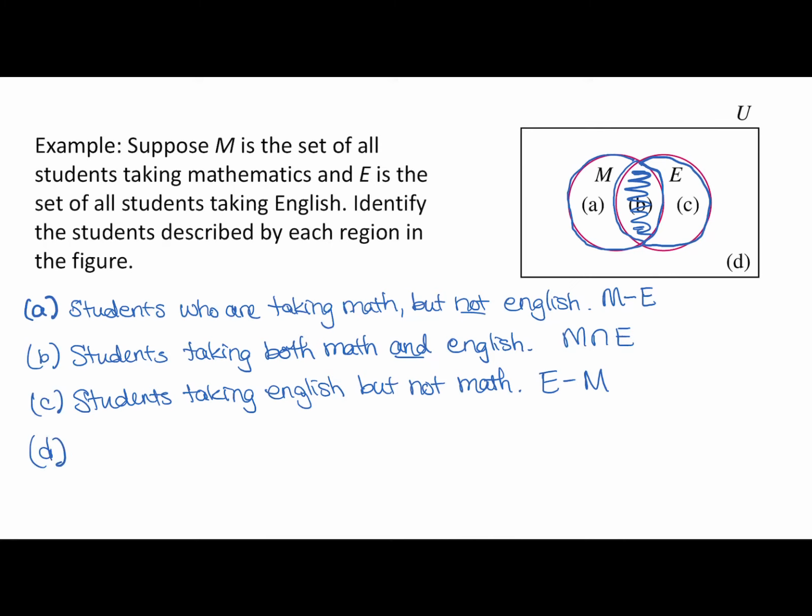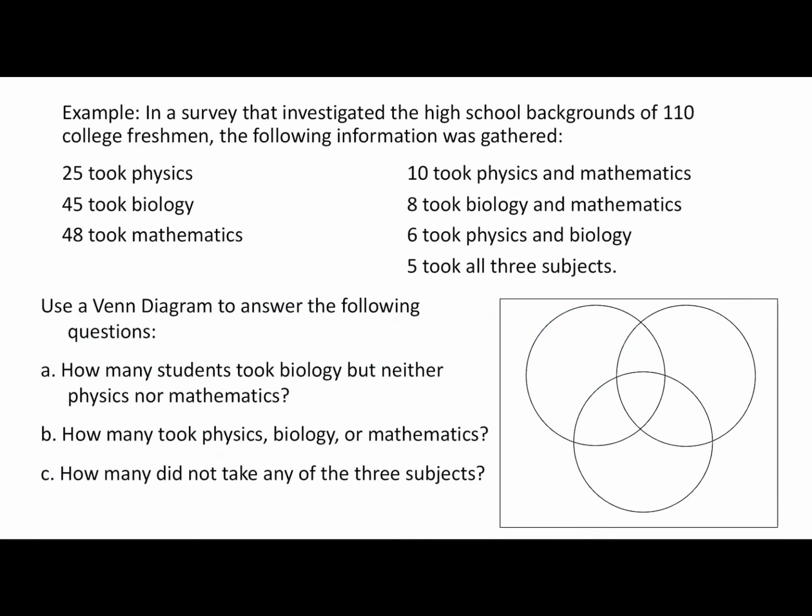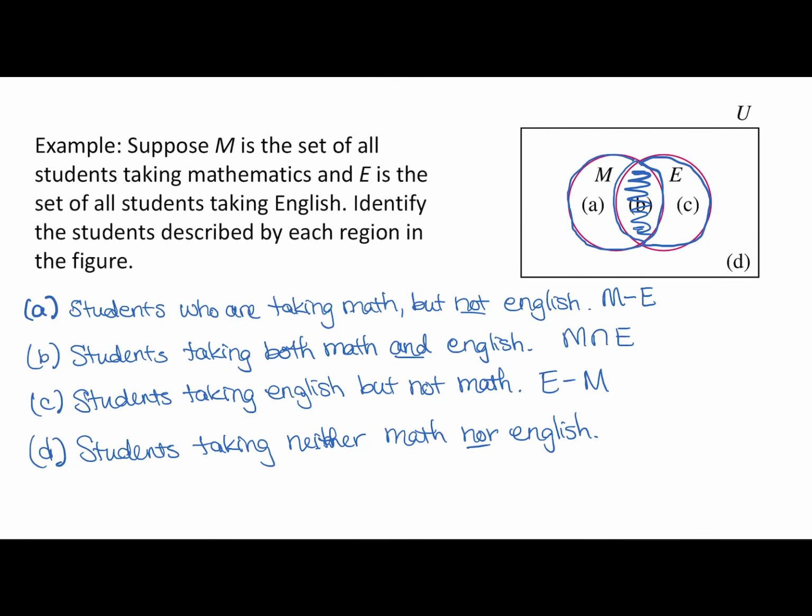And finally, D is the set of things in my universe that is outside M and E. So these are students who are taking neither math nor English. Our set notation here is going to be the set of students in English union with M complement, right? The set of students not in English or math.